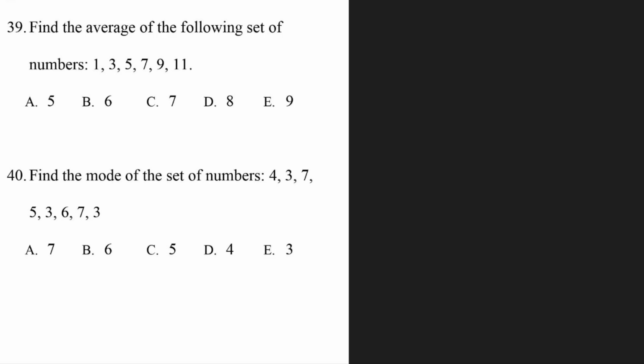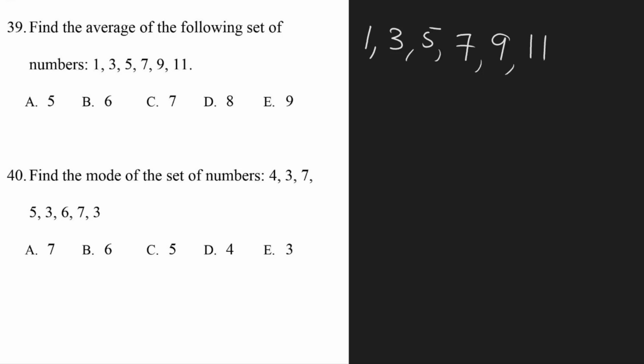Alright, the second to the last question, question 39 says find the average of the following set of numbers. So what is average? Average is simply mean, right? And what is mean? It's just for us to add all the numbers and divide them by the number of numbers. So don't be confused. Average or mean is the sum of numbers divided by their numbers. So we have 1, 3, 5, 7, 9, and 11.